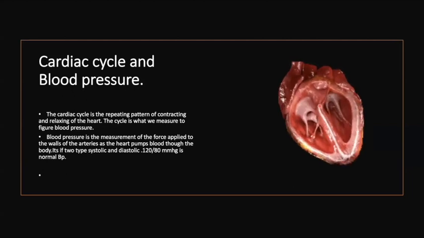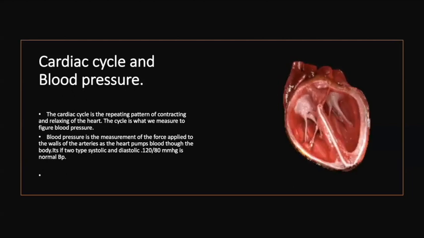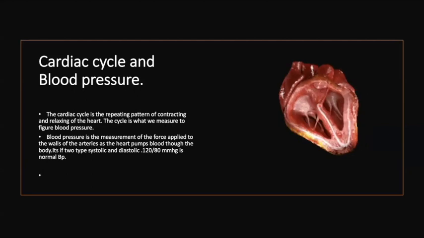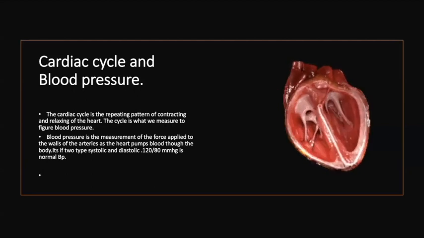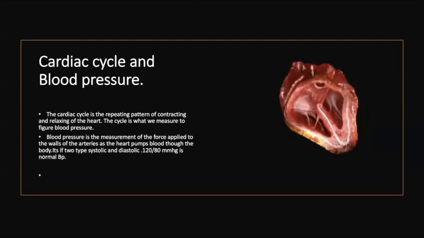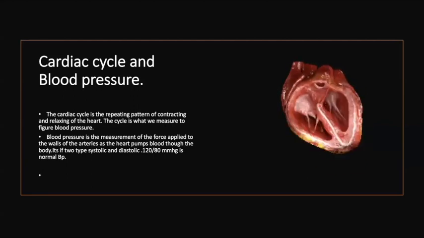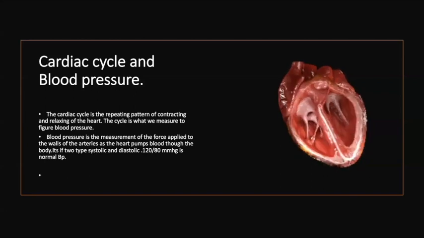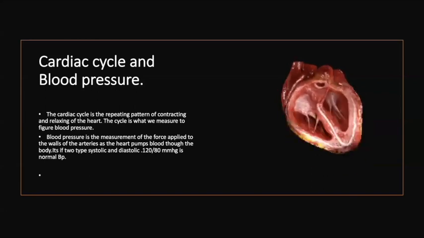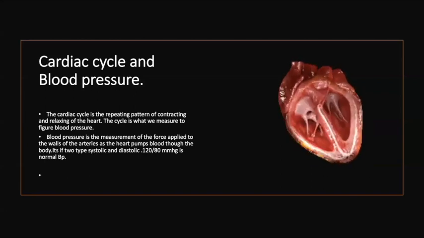And with this cardiac cycle, we can measure the blood pressure. So what is this pressure? During the contraction, blood is pushed out to the arteries, and our blood puts some pressure on the walls of the artery. That pressure is known as blood pressure.